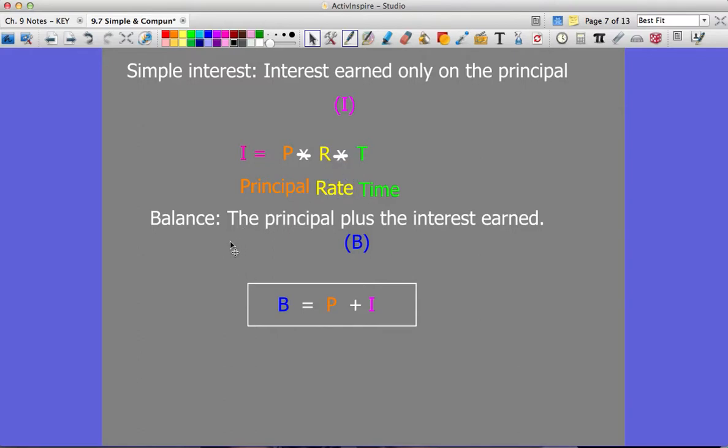Now, when you find simple interest, that's not the end. If you get interest on something, you then have to add it back to the principal to get your balance. The balance is the principal plus the interest earned. So if you borrow $5,000 and your interest ends up being $50, then you owe the bank the $5,000 that you borrowed plus the $50 interest, leaving you a balance of $5,050.